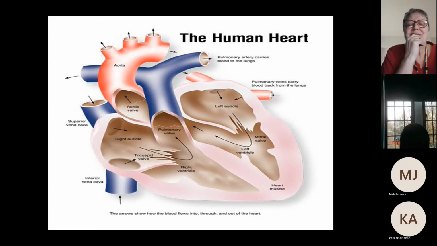So it's a bit busy, this picture. Very busy indeed. Now, if it was in the classroom, I would draw an ECG over that. But obviously, I don't know how to do it through Teams. But can everybody see the right ventricle?